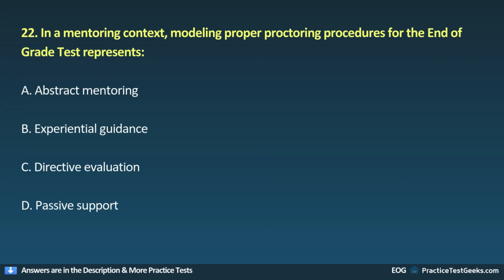22. In a mentoring context, modeling proper proctoring procedures for the end-of-grade test represents: A. Abstract mentoring. B. Experiential guidance. C. Directive evaluation. D. Passive support.